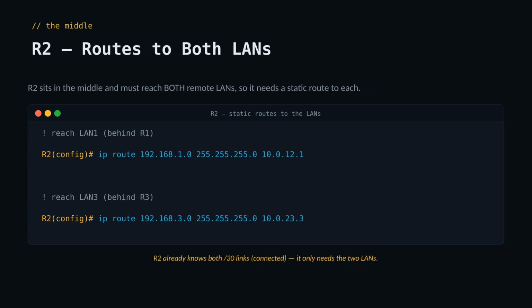Now we move to the middle. R2 can't get away with a default route. It has 2 different directions to worry about, one LAN behind R1 and another behind R3. So we write 2 specific statics, 192.168.1.0/24 via 10.0.12.1 and 192.168.3.0/24 via 10.0.23.3. The /30 links between the routers are already in the table as connected routes, so those 2 lines are all R2 needs.